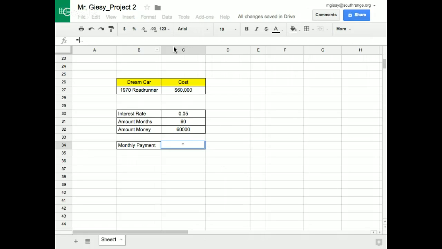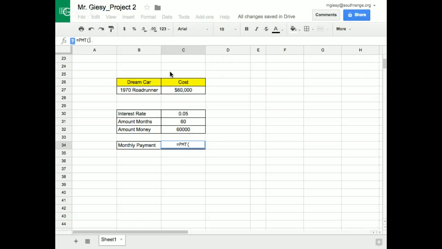Then we type our function, which is PMT. You can highlight this PMT, click on it, and then it goes right to a parenthesis. Now, our first number, what was our first number in the function? Do you remember what that was? The first number was the interest rate.